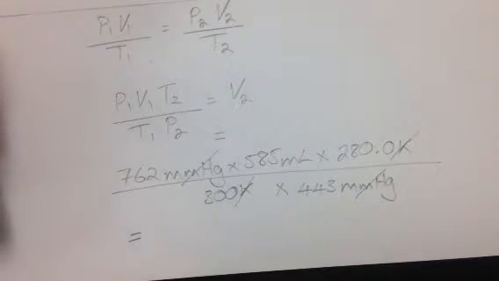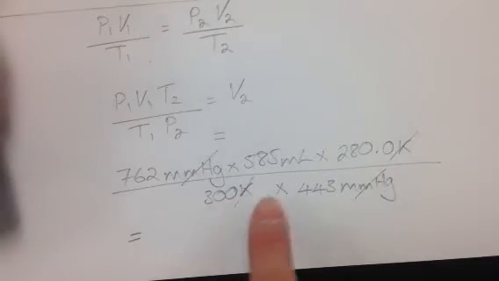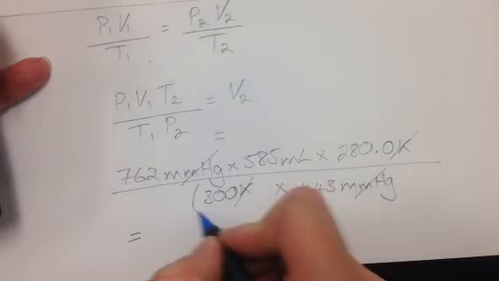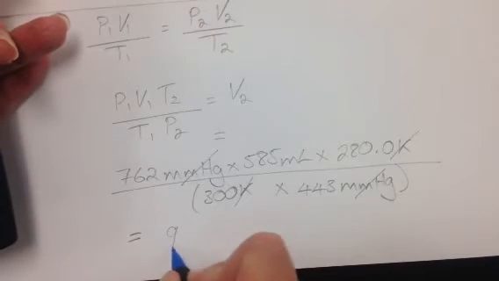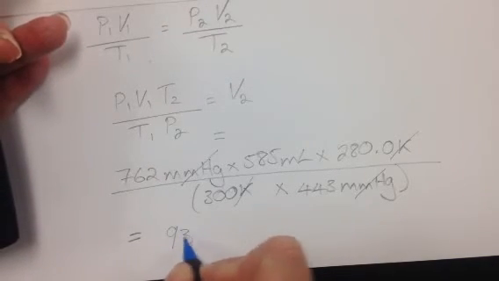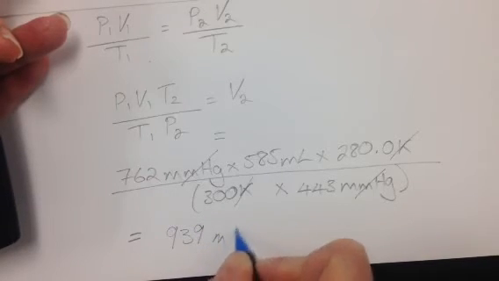So 762 multiplied by 585 multiplied by 280 divided by, and then we need to put parentheses on the bottom, right? Because we've got two things on the bottom here, so make sure you put parentheses around that in your calculator. Multiplied by 443 equals 939 milliliters.